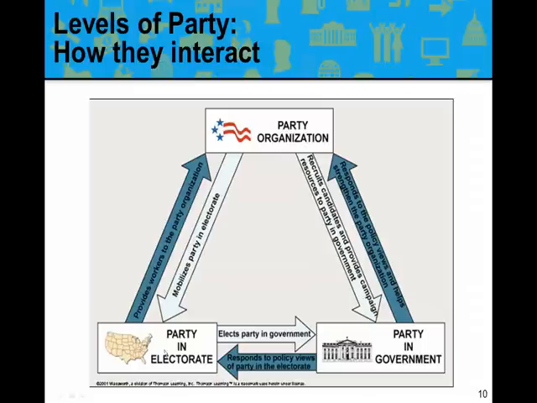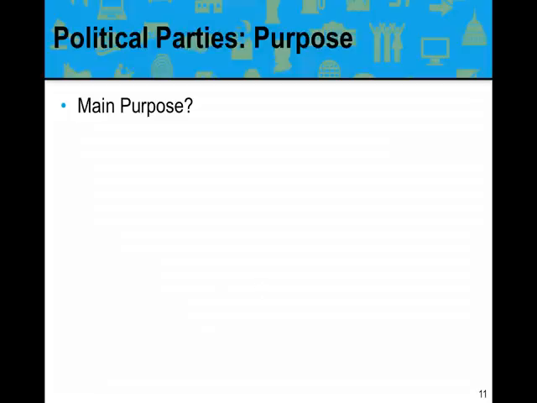The party in the electorate, the people, elects the party in government, and in order to stay in government, they have to respond to the policy views of the party in the electorate, or they might get voted out next time around. The party as an organization helps to mobilize this electorate, and oftentimes people who are in the electorate will work as volunteers, for example, in the party organization. So you'll want to pay attention to how these three groups interact with one another in terms of levels of party.